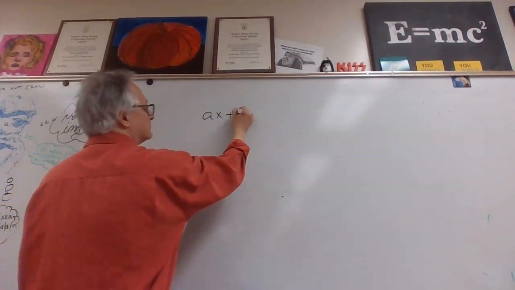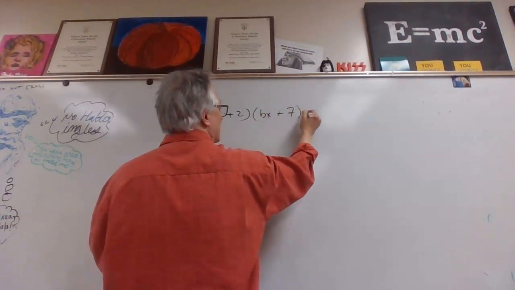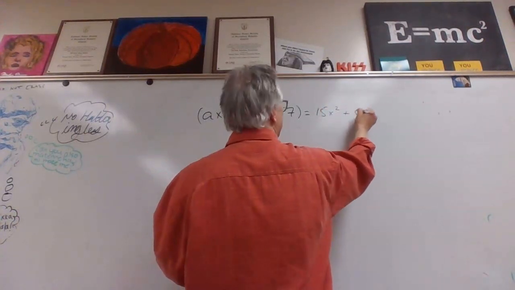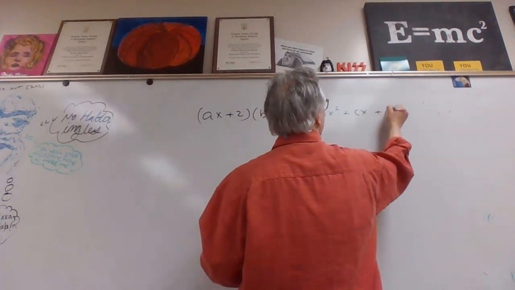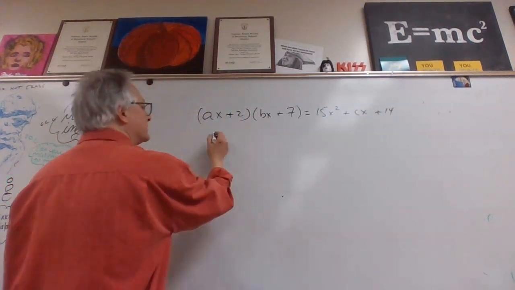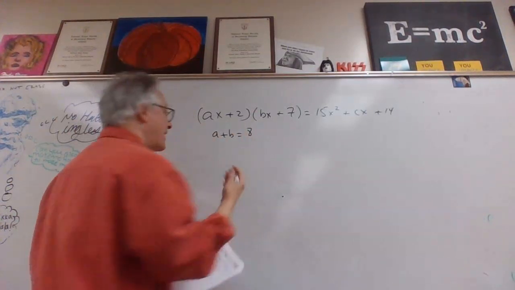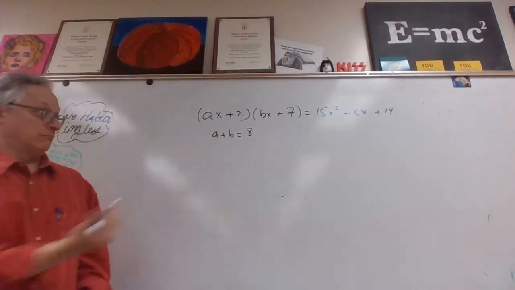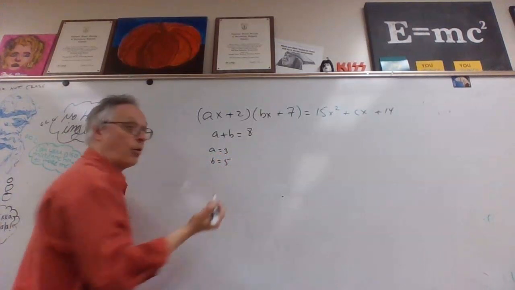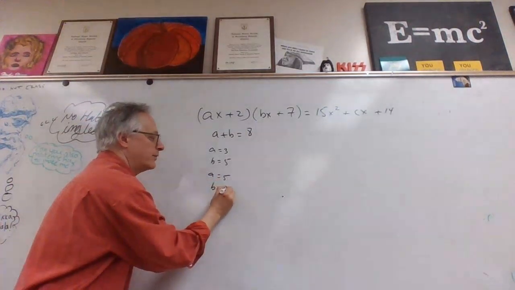What's this? (AX plus 2) times (BX plus 7) is equal to 15x squared plus CX plus 14. Now they want you to find possible values for C, and they also tell you that A plus B has to equal 8. So what do we have? We have a choice of A and B being whole numbers. We can have A is 3, B is 5, or we can have A is 5 and B is 3.